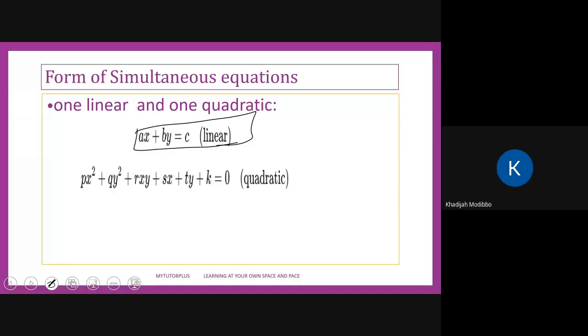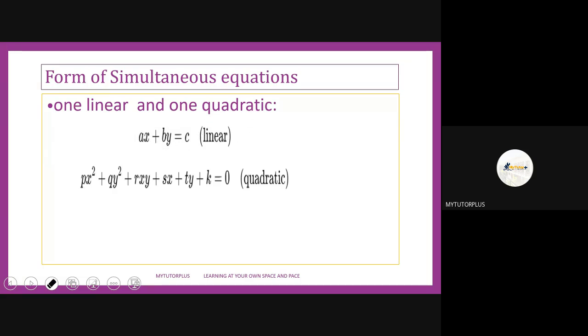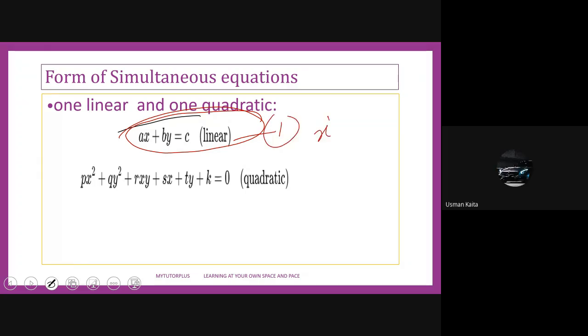Now, I said if you look at the first equation here, it is purely a linear equation. Let me use a red color. The first one I'm having here is linear. Equation 1 is linear because the power of x is 1, the power of y is also 1, and x and y are not multiplied together. So it is a linear equation.